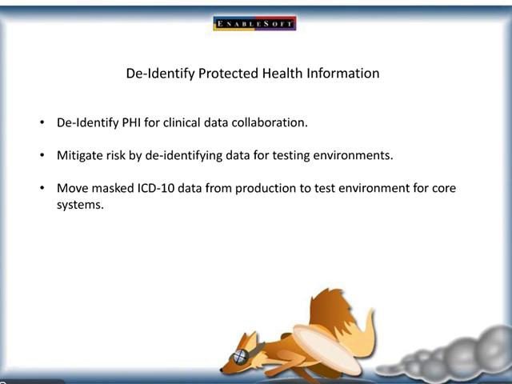Today we're going to talk about de-identifying protected health information. There are many ways in a healthcare organization that's going to be important, but for clinical data collaboration, to mitigate risk by de-identifying data for testing environments, and also for ICD-10, for taking data from a production environment and de-identifying it for a test environment, so you can test on your core systems. Really most of the IT systems in the organization need to be tested, so you don't have to worry about who's doing the testing.